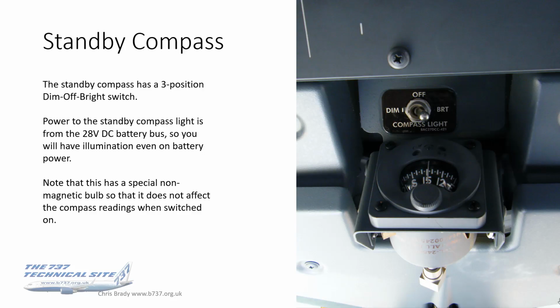The standby compass has a 3-position dim, off and bright switch. Power to this light is from the 28 volt DC battery bus, so you should have illumination for this even on battery power. It's considered one of the most essential instruments on the flight deck. If everything else stops working, you've still got a magnetic compass to navigate by. Wouldn't like to do it, but there you have it.